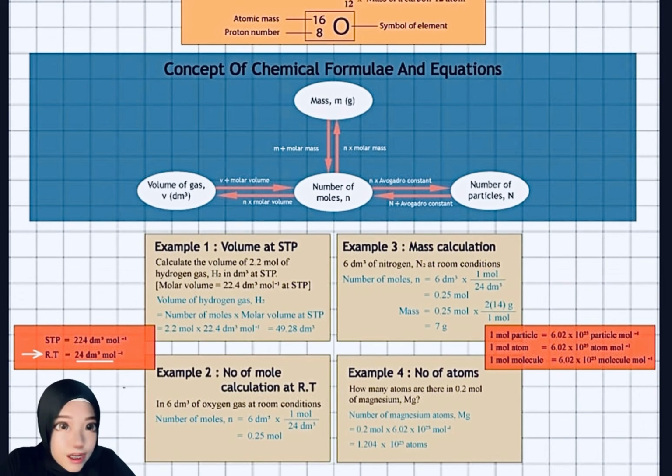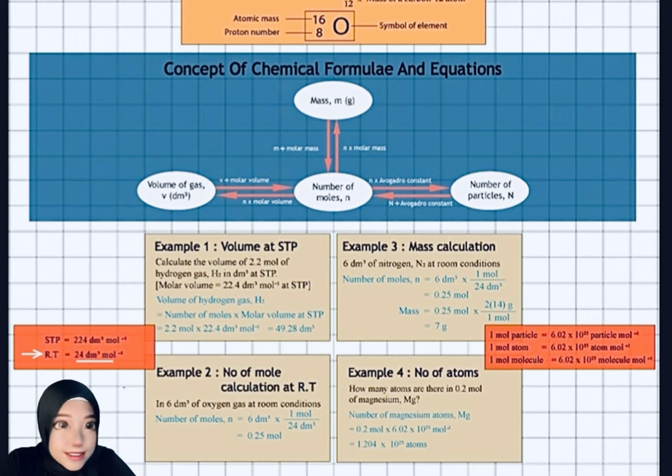In chemistry, we use the unit mole to represent the amount of substance. 1 mole is the amount of substance that contains the same number of particles as the number of atoms in 12 grams of carbon-12 or 6.02 times 10 to the power of 23 particles.